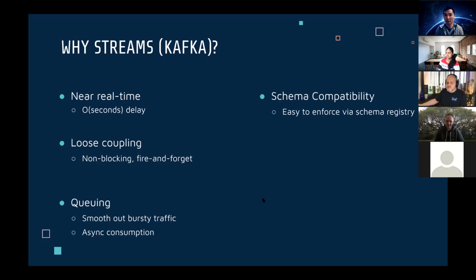And also Kafka has very strict schema enforcement. So it allows you to make sure that producer and consumer speak the same language, right? So that way there are no surprises when the consumer consumes the data on the other end.